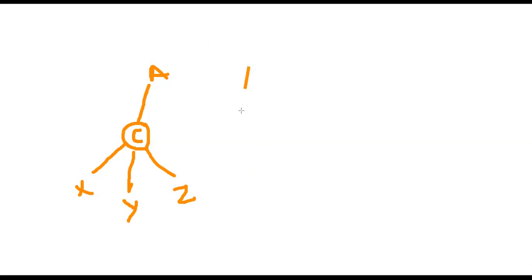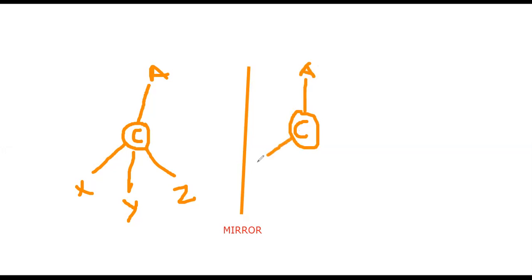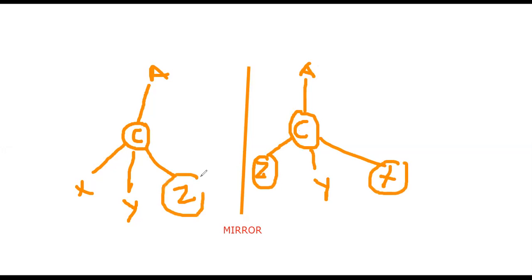So if we place a mirror in front of it, and in this mirror we want to see the mirror image, the mirror image will look like this. You see that this is again a chiral carbon, and this is having again the A group, but this time the Z will be here, and Y will be here, and X will be here. So there is a difference in the arrangement of the groups in space, spatial differences there.